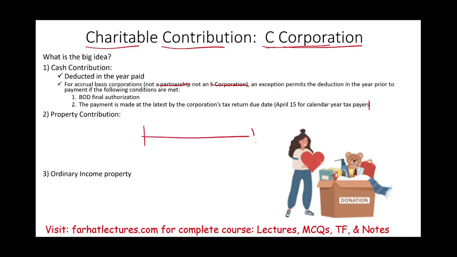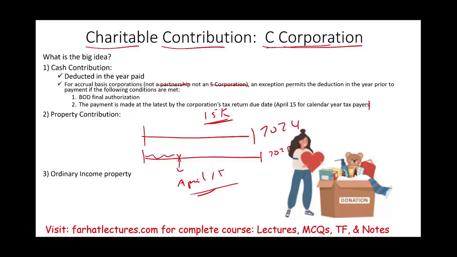So if you are in 2024 and you made that decision to contribute, you know, $15,000 to XYZ charity, well, that's fine. You can make the decision and you have up until April 15th, assuming you're a calendar year taxpayer, 2025, to make the payment. As long as you make the payment by April 15, 2025, you can take the deduction for the year 2024. So those are the rules for cash contribution.